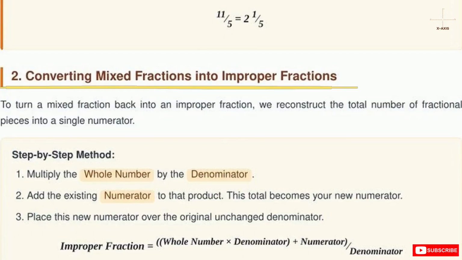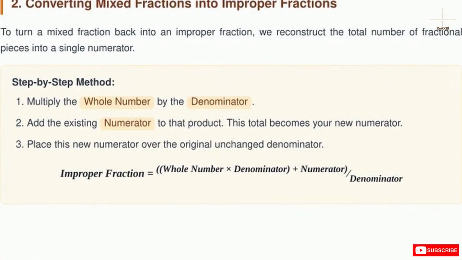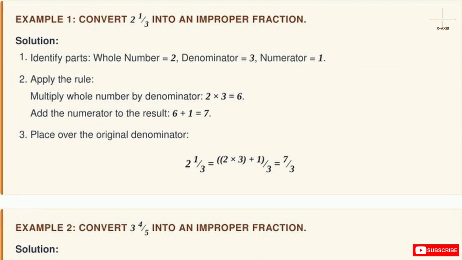Moving to the lower half of the page, we see the rule for working in reverse. To turn a mixed fraction back into an improper fraction, we use a strict multiply then add sequence to calculate our new numerator. Looking at example 1, we convert 2 1/3. First, multiply the whole number, 2, by the denominator, 3, giving us 6. Then add our existing numerator, 1, bringing our total count to 7. Place that over the original denominator, yielding 7/3.